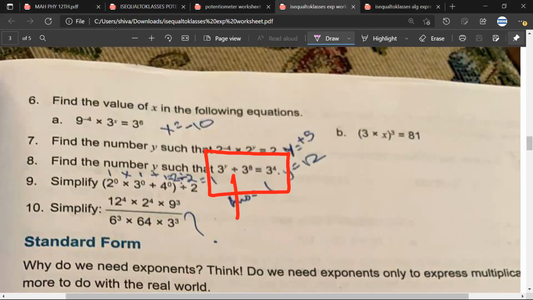So our question is 3 raised to power y. Can you see what I'm writing? Is it visible? Or should I change the font? I'll use this. 3 raised to power y divided by 3 raised to power 8 is equal to 3 raised to power 4. Mr. Sarthak, any idea how to do this? Mr. Satya?